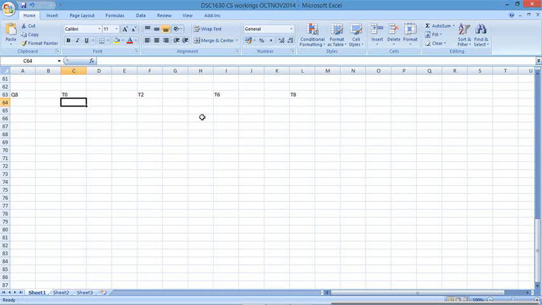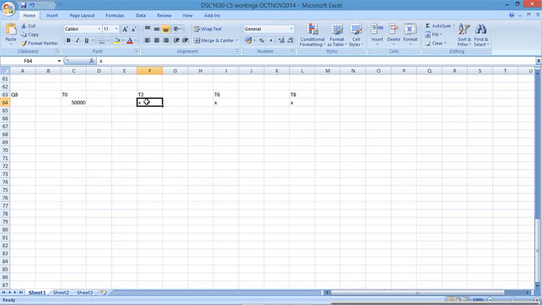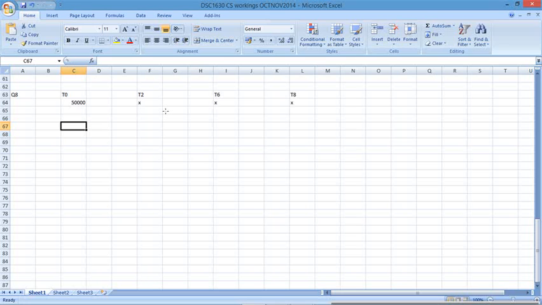They told you that there was 50,000 Rand here, and there's going to be an amount here, X. There's going to be an amount here, X. And there's going to be an amount there, X. Remember, all 3 amounts are equal. So X, X, and X. We're going to have to look at the amount that she invested and the amount that's going to be provided.